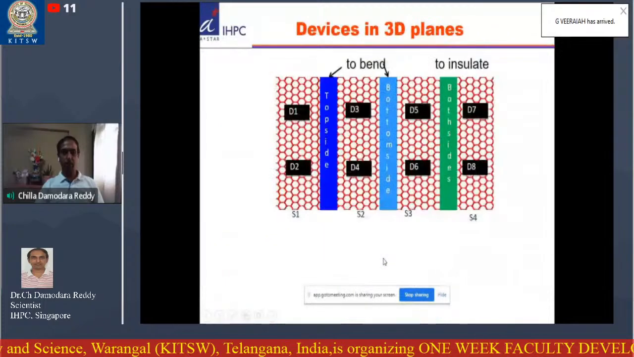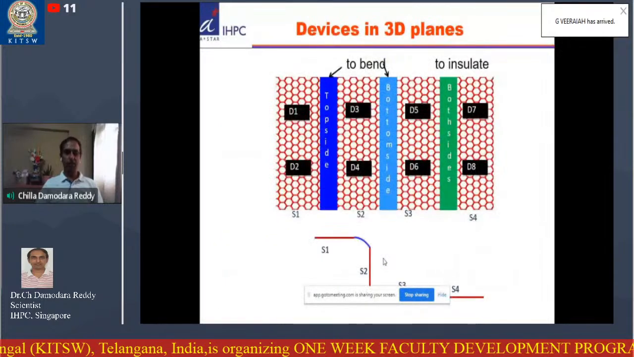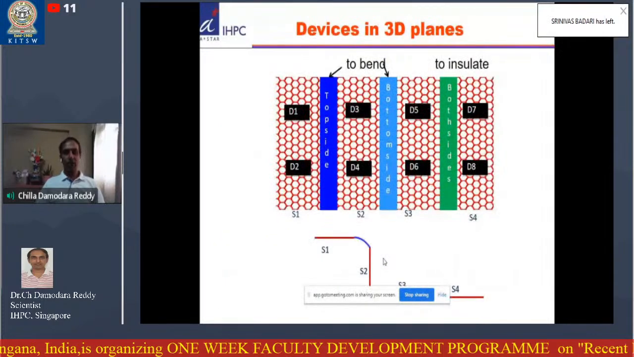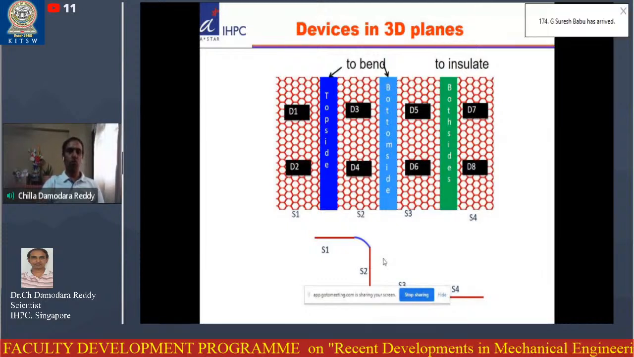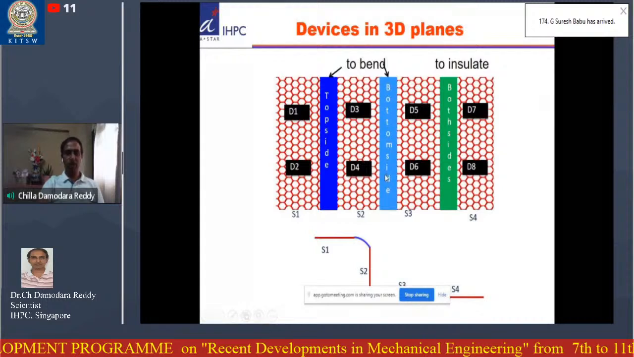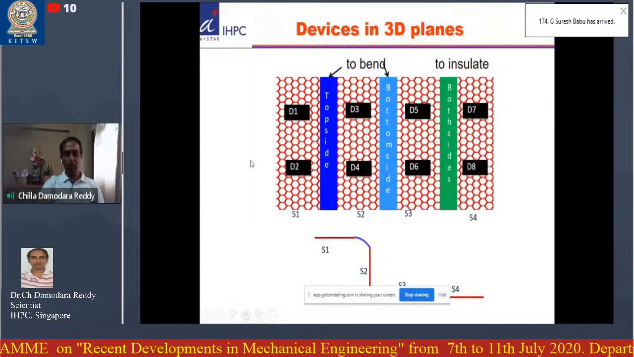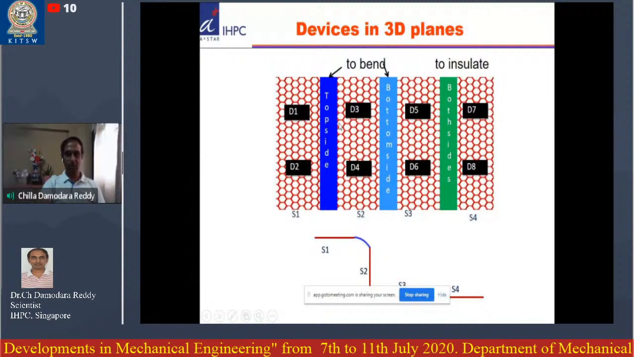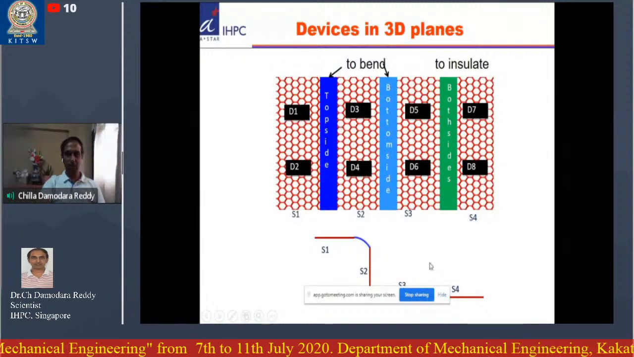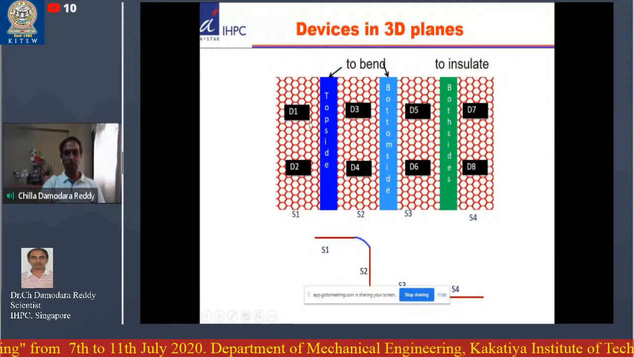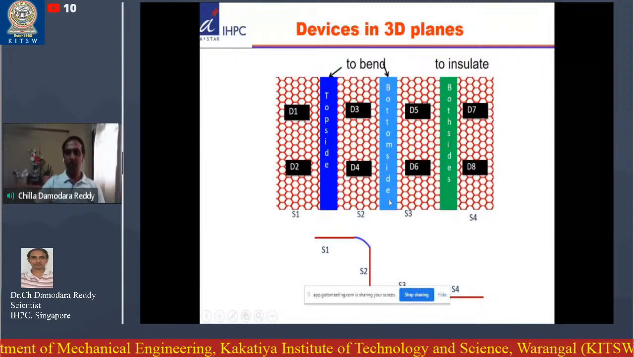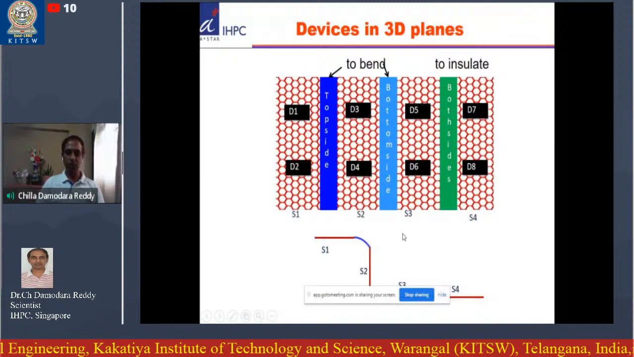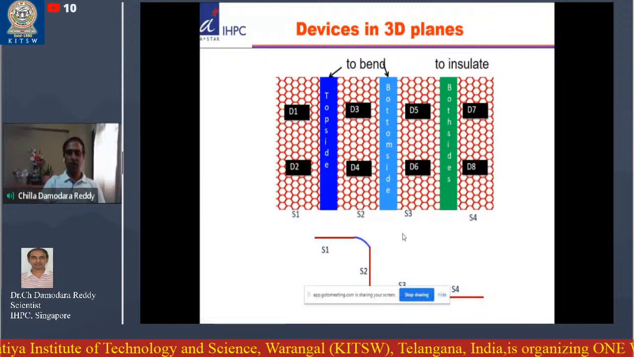So based on that, we can use this same graphene for different applications. Like you can mount so many devices on the graphene sheet, and some of them you can bend into 3D structures. Some parts are conducting, some parts are insulating, some parts are semi-insulating material. So that you can use it for any electronics applications, and you can reduce the size of our devices.